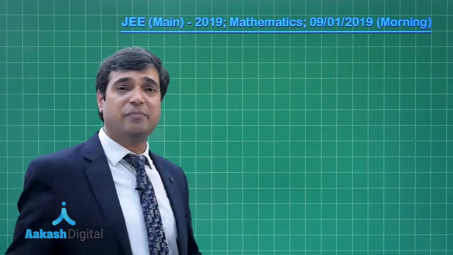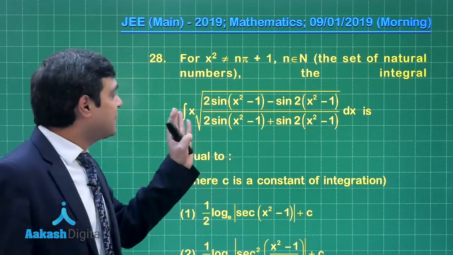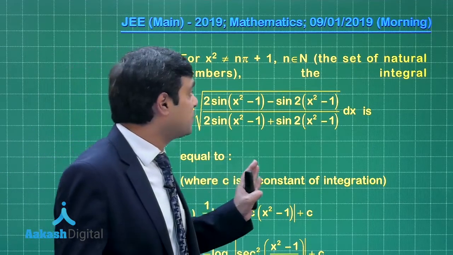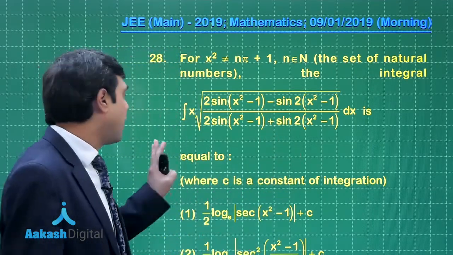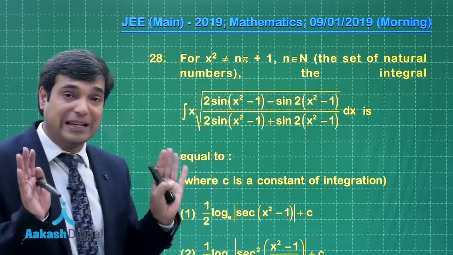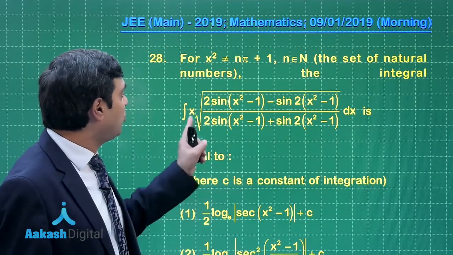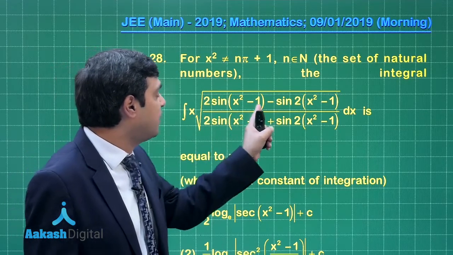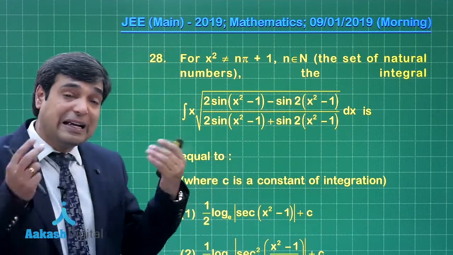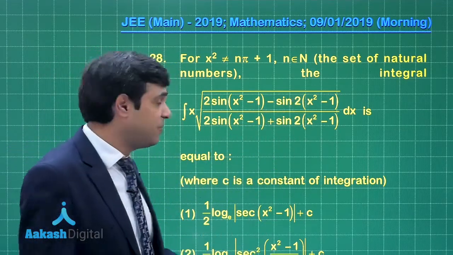Let's consider question number 28. For x square not equal to n pi plus 1, n a natural number, we have to integrate this expression: the square root of 2 sine(x square minus 1) minus sine 2(x square minus 1), divided by the same term with a positive sign between the two terms.